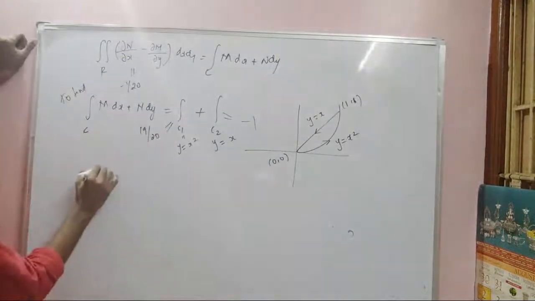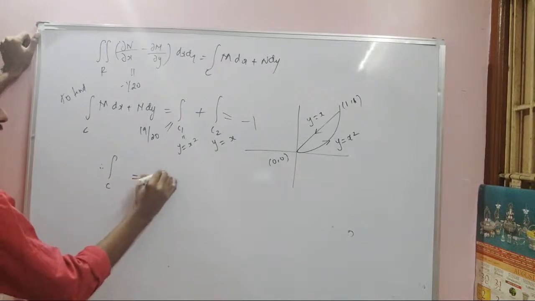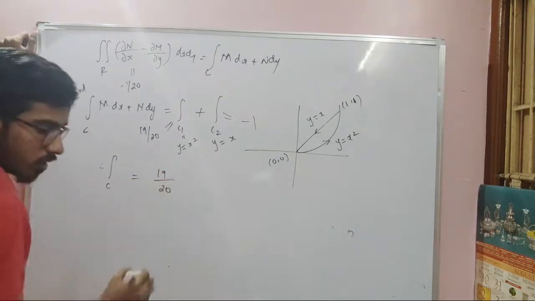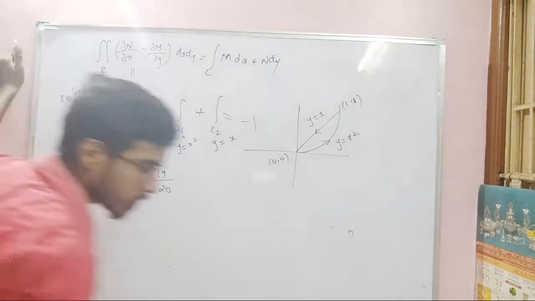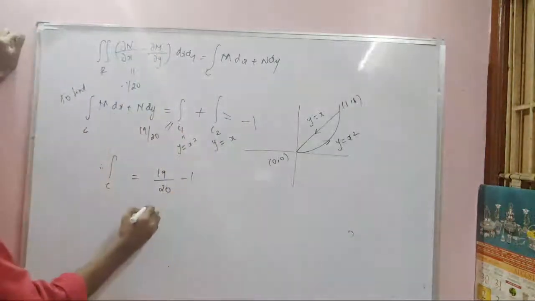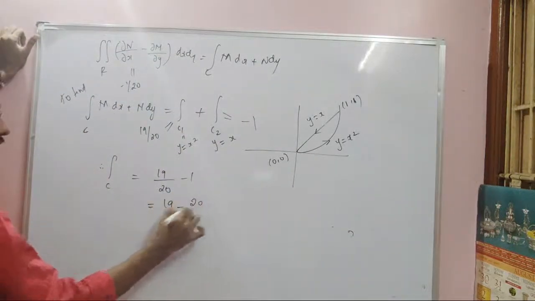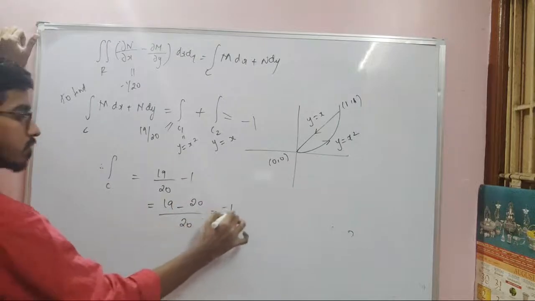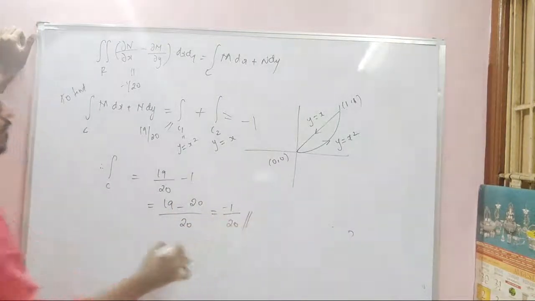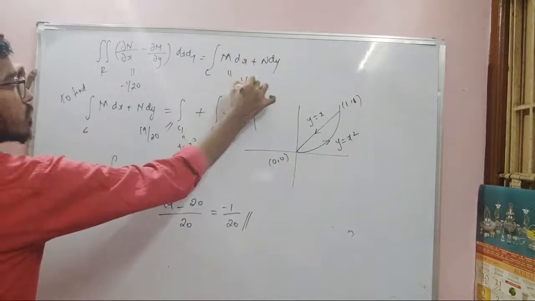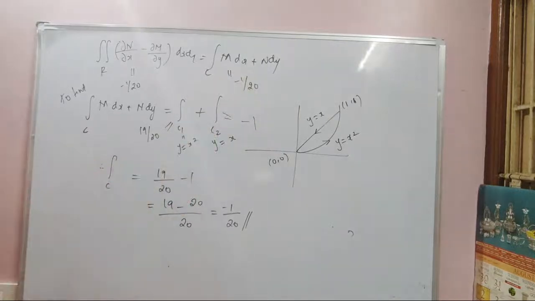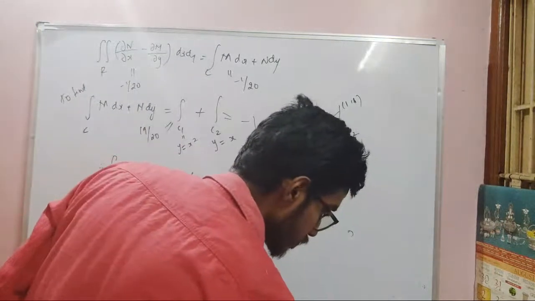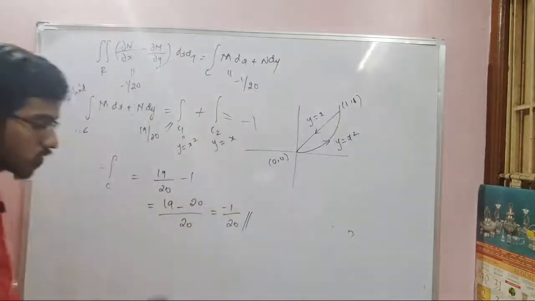So therefore the integral over c will be 19 by 20, and this value is minus 1. So when I simplify, we will have (19 minus 20) by 20, which is minus 1 by 20. So again you can see this is also minus 1 by 20. So we have proved that the LHS is equal to the RHS. That means Green's theorem is verified. So we'll move on to the next problem.